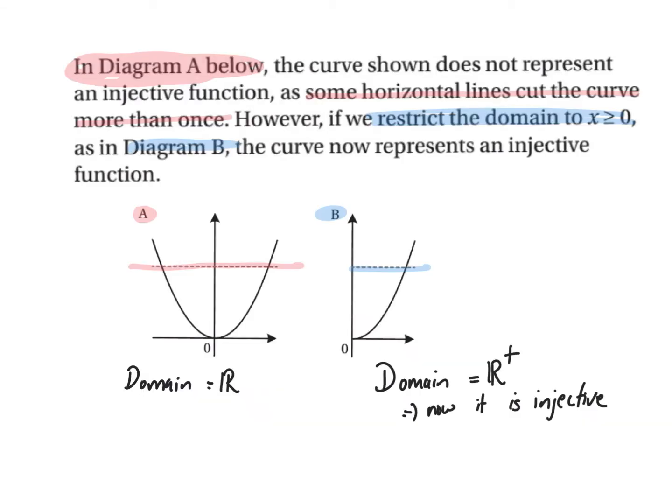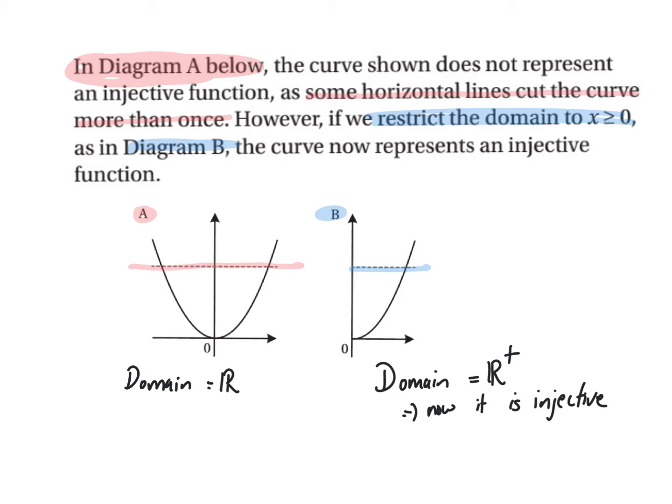Now that we've talked about the horizontal line test, let's see this in practice. You can see here that we have graph A, which looks like a quadratic, sort of like y equals x squared. If I draw the horizontal line going through, you can see that it goes through twice, and therefore the y equals x squared graph or function is not an injective function.